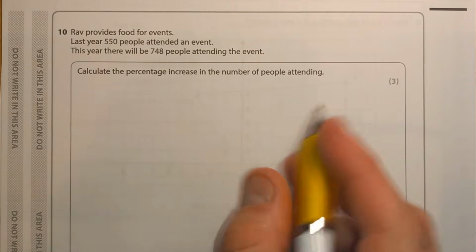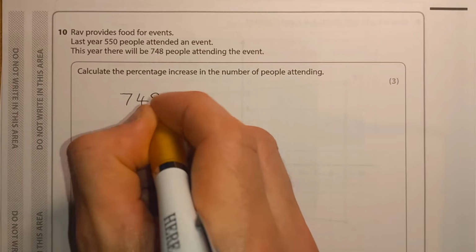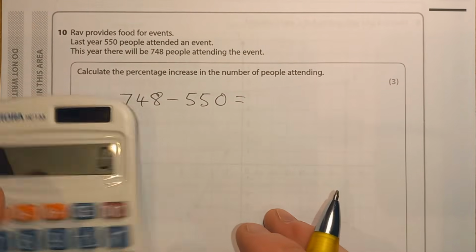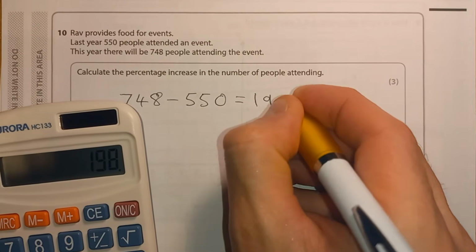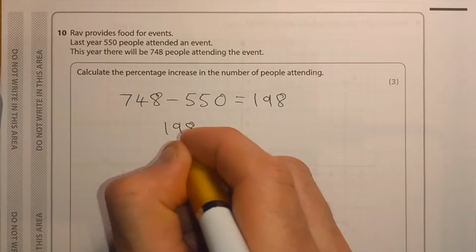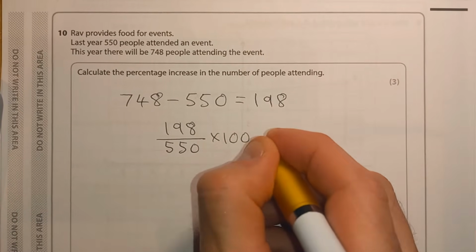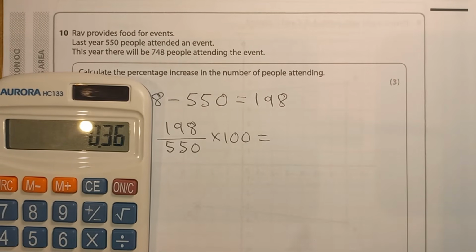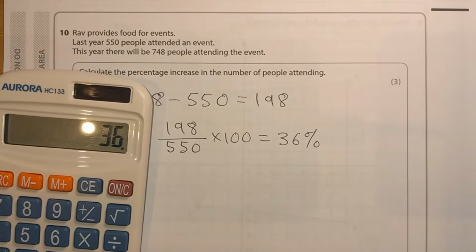So we had something similar to this before. First, we want the actual increase. So it's going to be 748 minus 550, which is 198. And it's the increase. So we're looking at the 198 divided by the starting number, which is 550. And because it's a percentage, we're going to multiply by 100. So 198 divided by 550 times 100. And we've got a 36% increase.